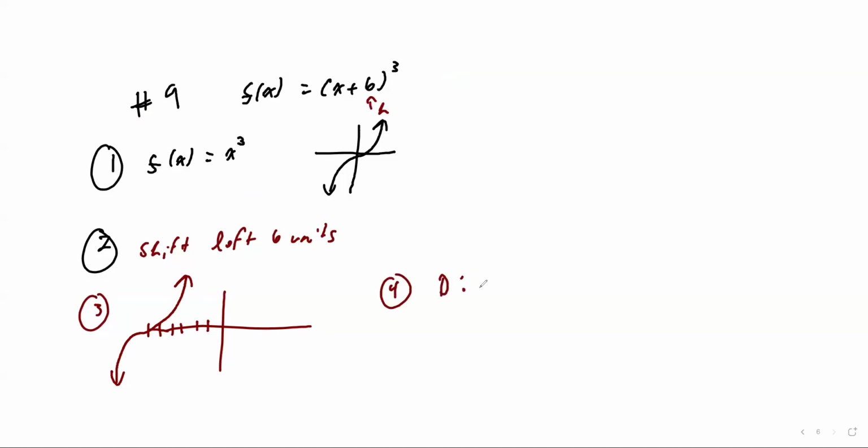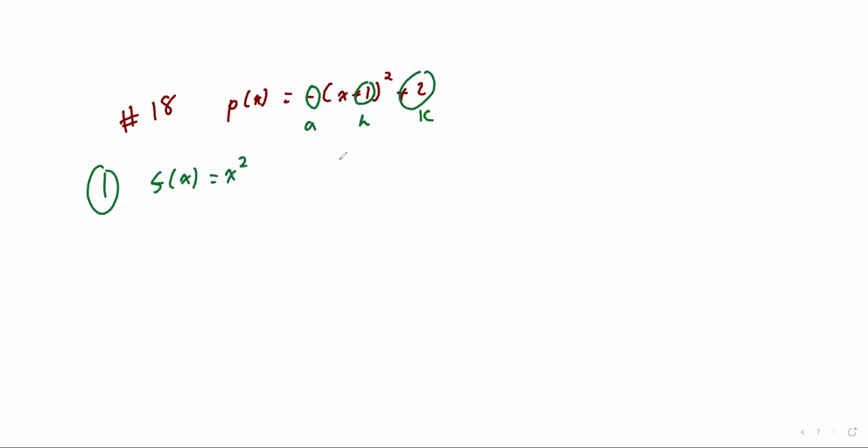Four, your domain and range would be all real numbers for all cubic functions, and it's really for all polynomial functions, which are basically like your linear, your quadratics, your cubics, your fourth power, your fifth power. All of those are always going to be all real numbers for both the domain and range. That will come into play later, just knowing that fact. All right, so the next question I want to look at is number 18.